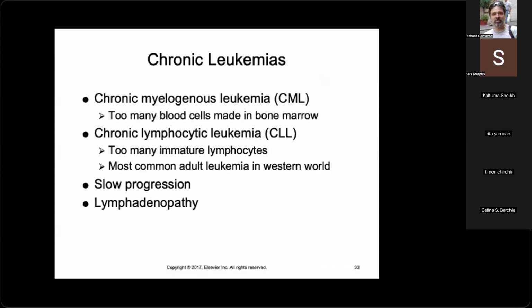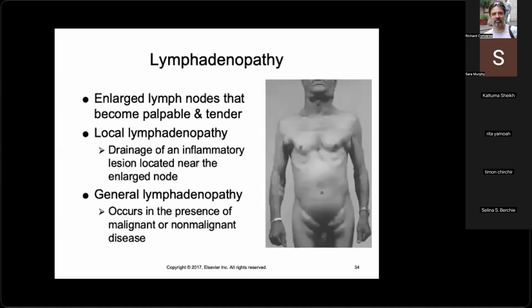Chronic leukemias include chronic myelogenous leukemia, with too many blood cells made in the marrow, and chronic lymphocytic leukemia, too many immature lymphocytes, the most common adult leukemia. It's a slow progression and is characterized by lymphadenopathy. You can see it here, right? Enlarged lymph nodes, they get palpable and tender, right?